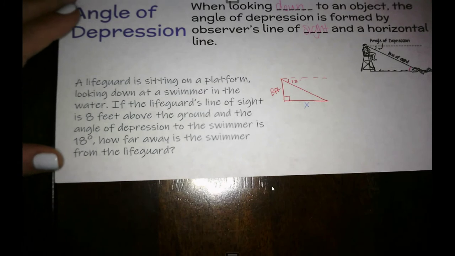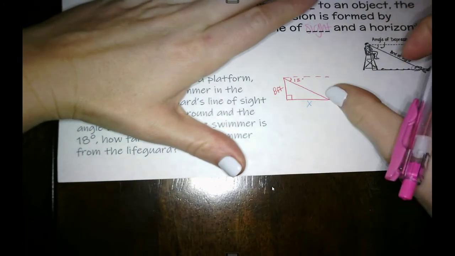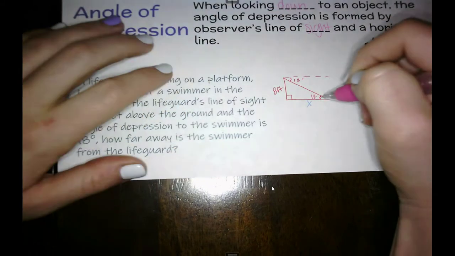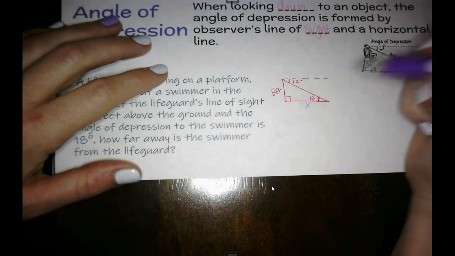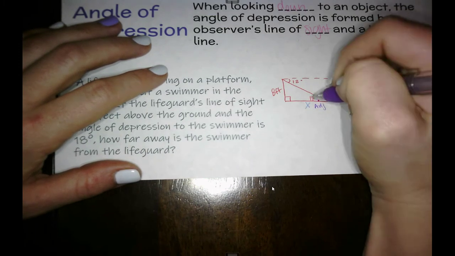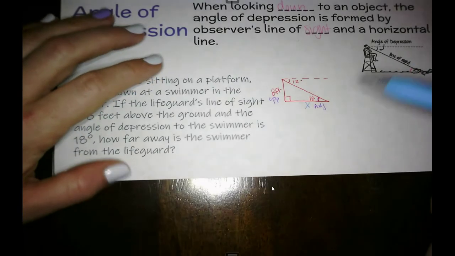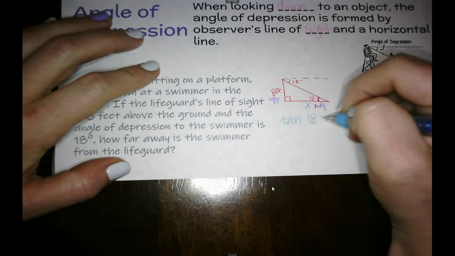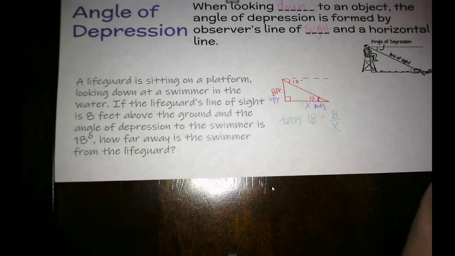So if this angle right here, because we've got two parallel lines cut by a transversal, if this is 18, this one is 18. So this is our angle. And what sides do we have? This one that's next to it, that's not the hypotenuse, is our adjacent. Across is opposite. Which function uses our opposite and adjacent? That again is tangent. Tangent of 18 degrees equals 8 over x.